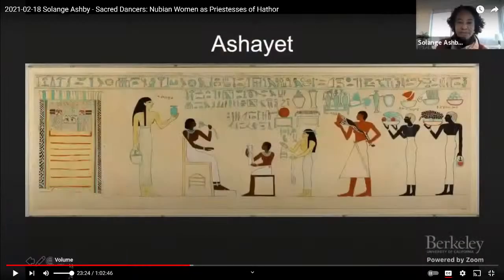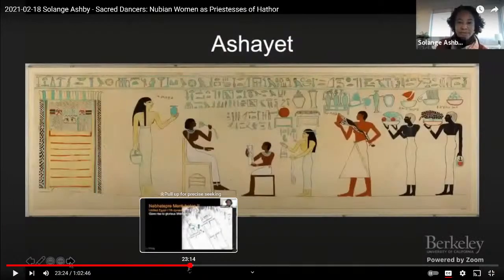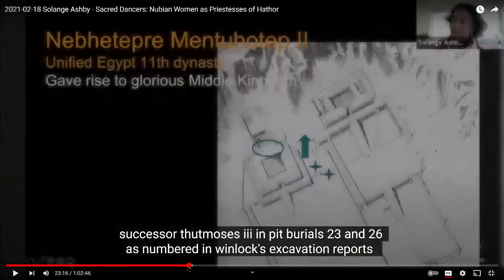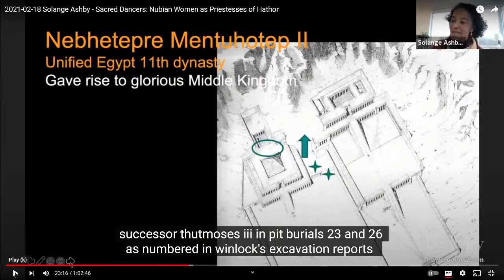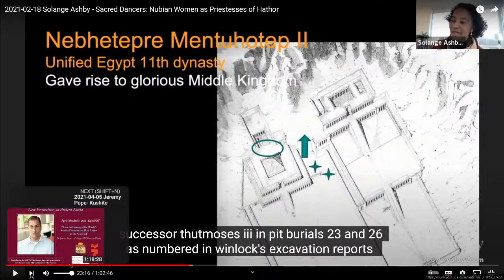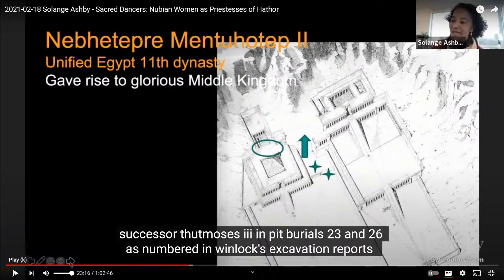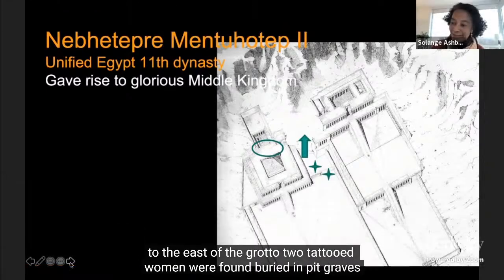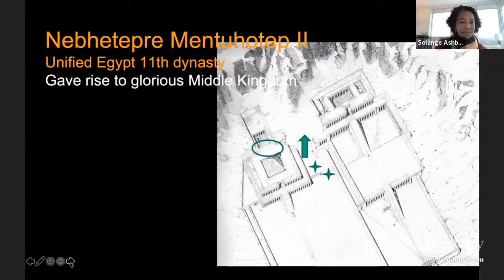Now this is a reconstruction of glyphs found in Ashayet's sarcophagus. Remember, her homie Kemsit was ebony black, but watch her other two girls inside of this part of her sarcophagus, as well as her light-skinned homegirl. To the east of the grotto, two tattooed women were found buried in pit graves.